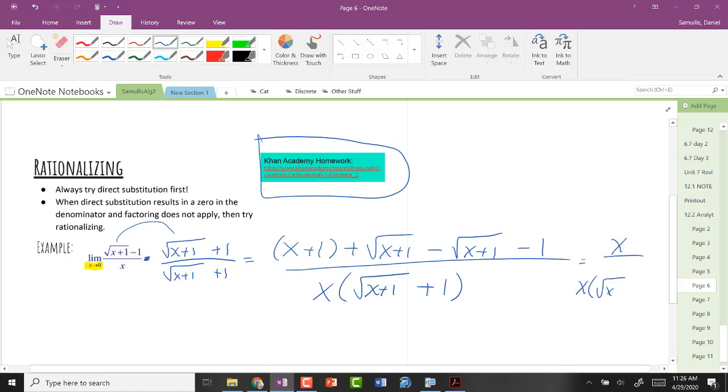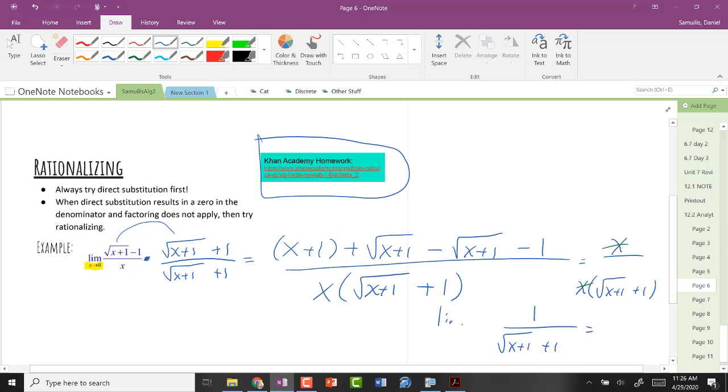So my denominator, I'm x times x plus 1, square root of that, plus 1. And this is why we leave it in the factored state, because now these x's will cancel, and I'm left with 1 over the square root of x plus 1 plus 1.